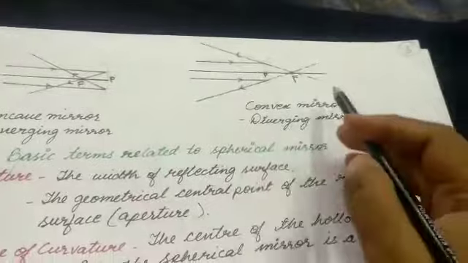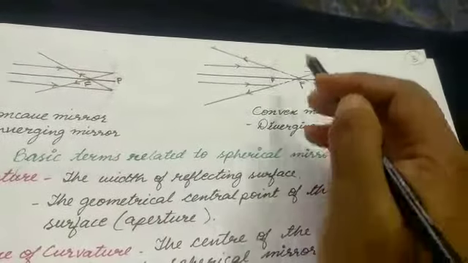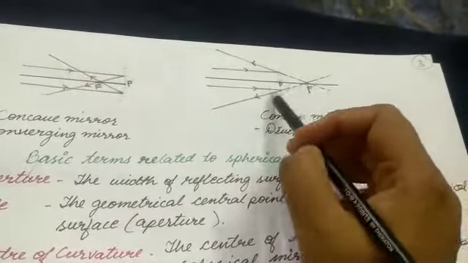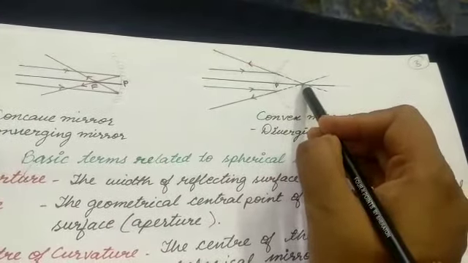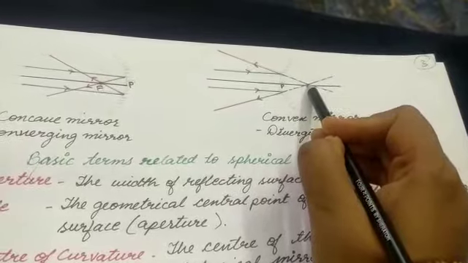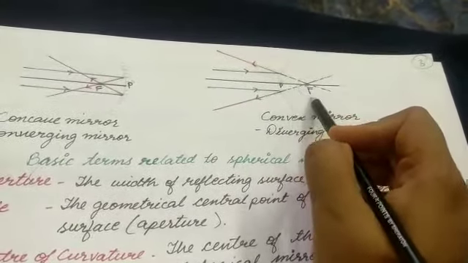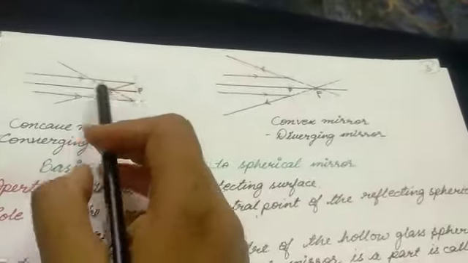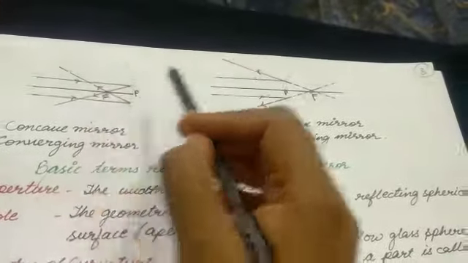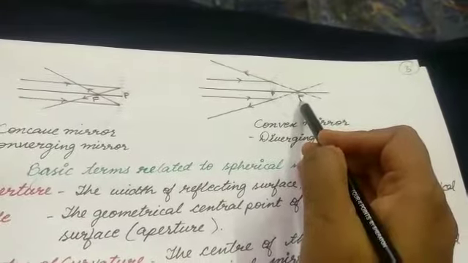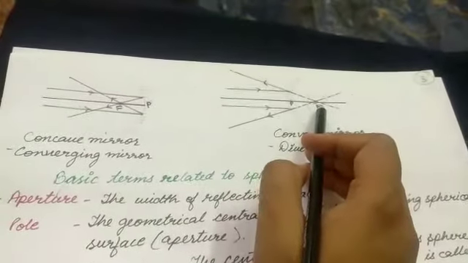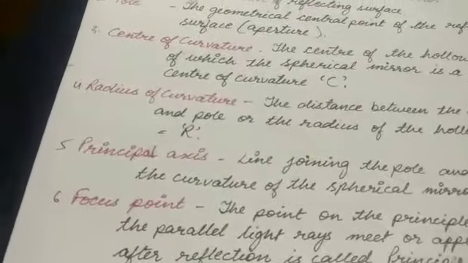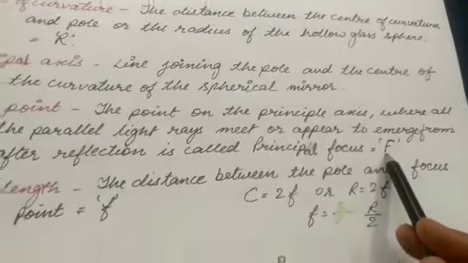But in some cases, like in a convex mirror, the reflected light rays diverge, but when they are extended backward, they appear to emerge from a point on the principal axis. In this case also, this imaginary point is considered the focus point. So this is the real focus point, and this is the imaginary focus point, but both of them lie on the principal axis. The principal focus is denoted by capital F.